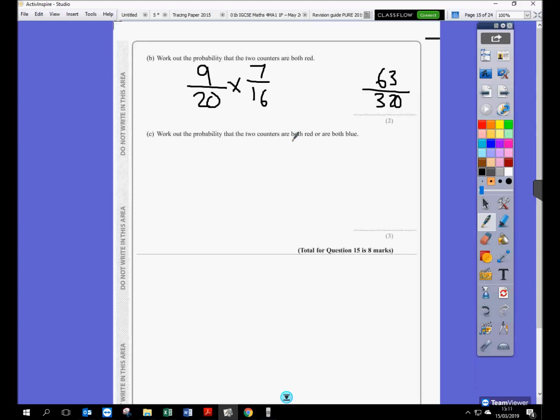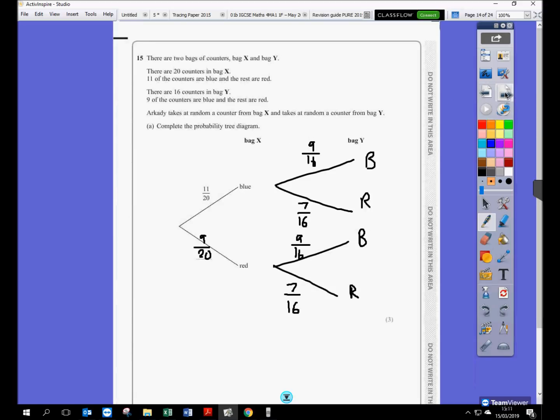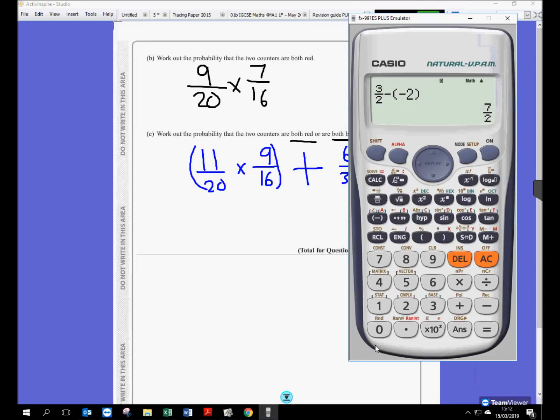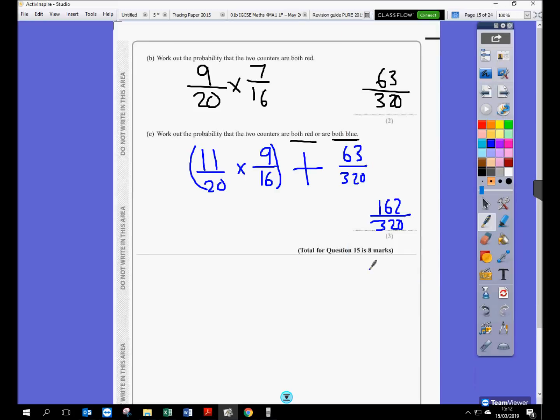Work out the probability that the two counters are both red or both blue. So we've just worked out both red. Now all I need to do is work out both blue. Blue from the diagram is 11 over 20 and 9 over 16. 11 over 20 times 9 over 16. And what we're going to do is work this answer out and then add it to the previous answer, which is 63 over 320. When we do that, we end up with a final answer of 162 over 320. Let's see if this cancels. Yep, it cancels to 81 over 160. Either are fine.